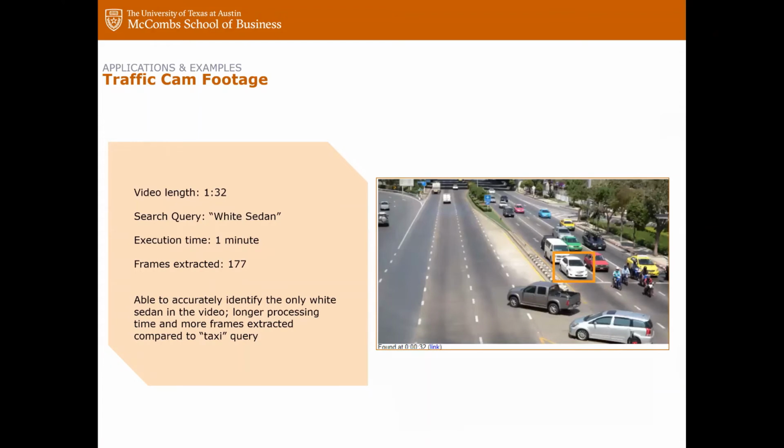So this search query was white sedan, and this was only a 1:30 long video, and this was the only white sedan that appeared. So it was really accurate in extracting the frame that actually included a white sedan.